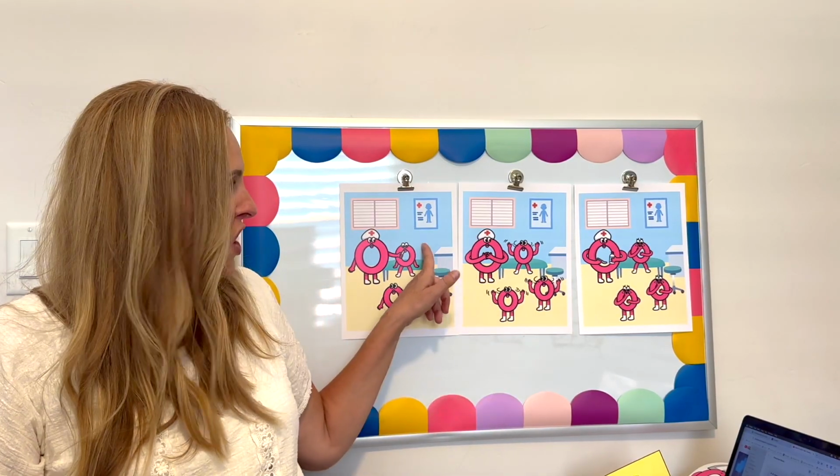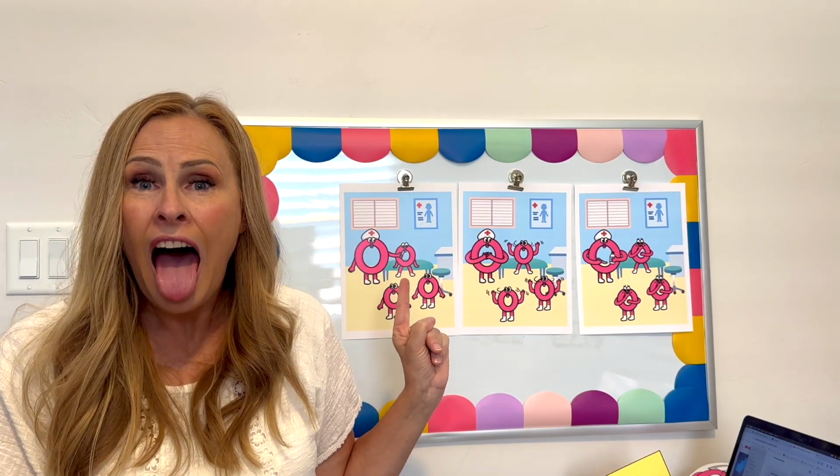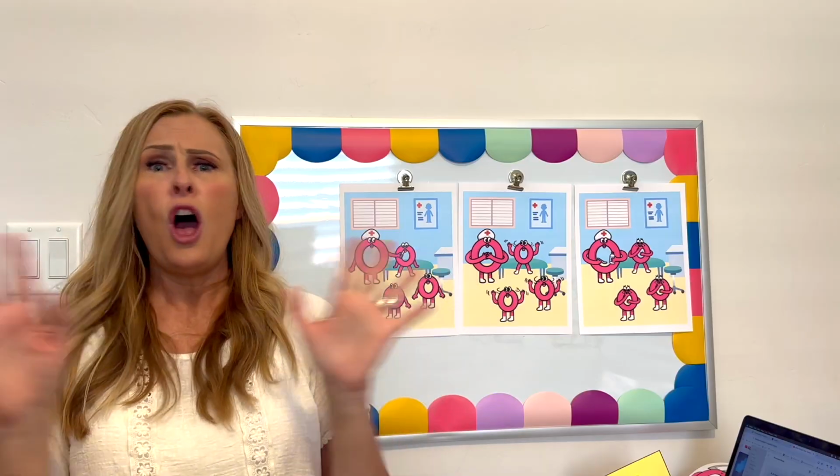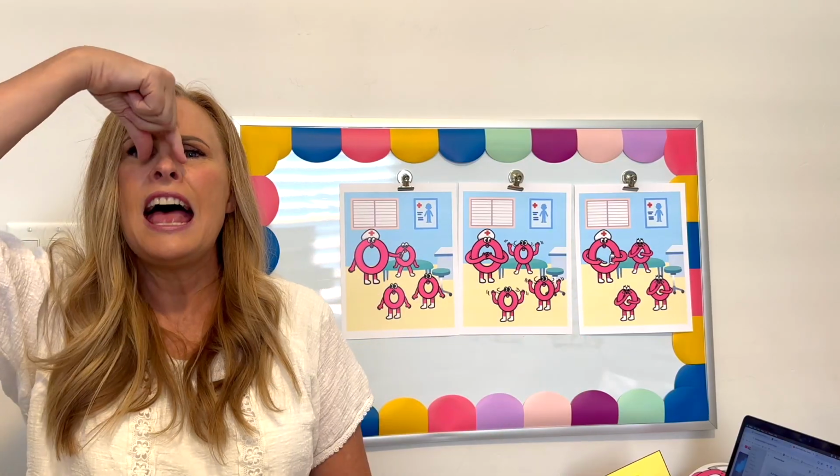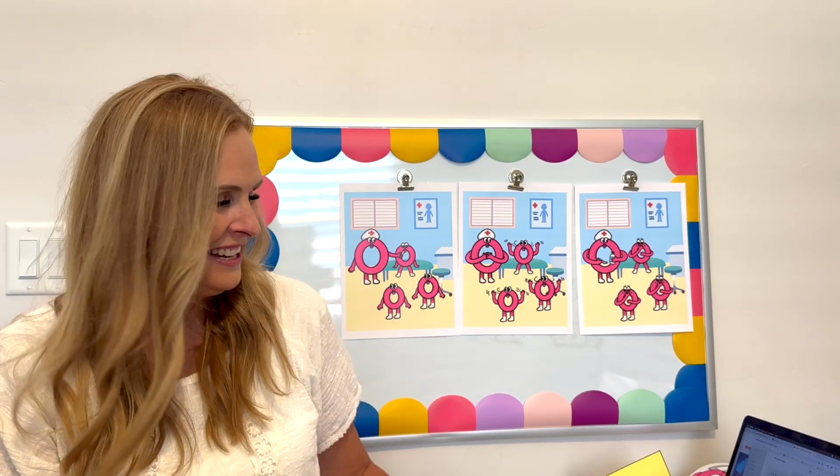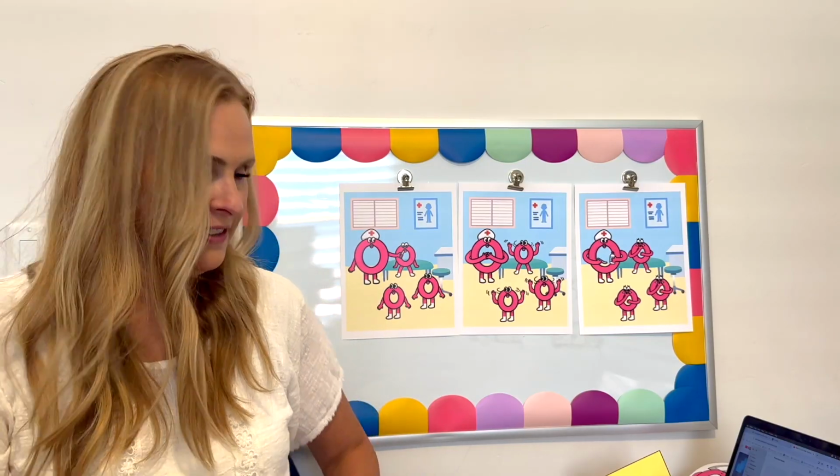Can you do that with me? Let's try it. We're gonna do all 3 sounds. Here we go. O says ah, O says oh, O says ooh, ah, oh, ooh. Did you make all 3 sounds? Good job, friends. Ah, oh, and ooh. It makes those 3 sounds.